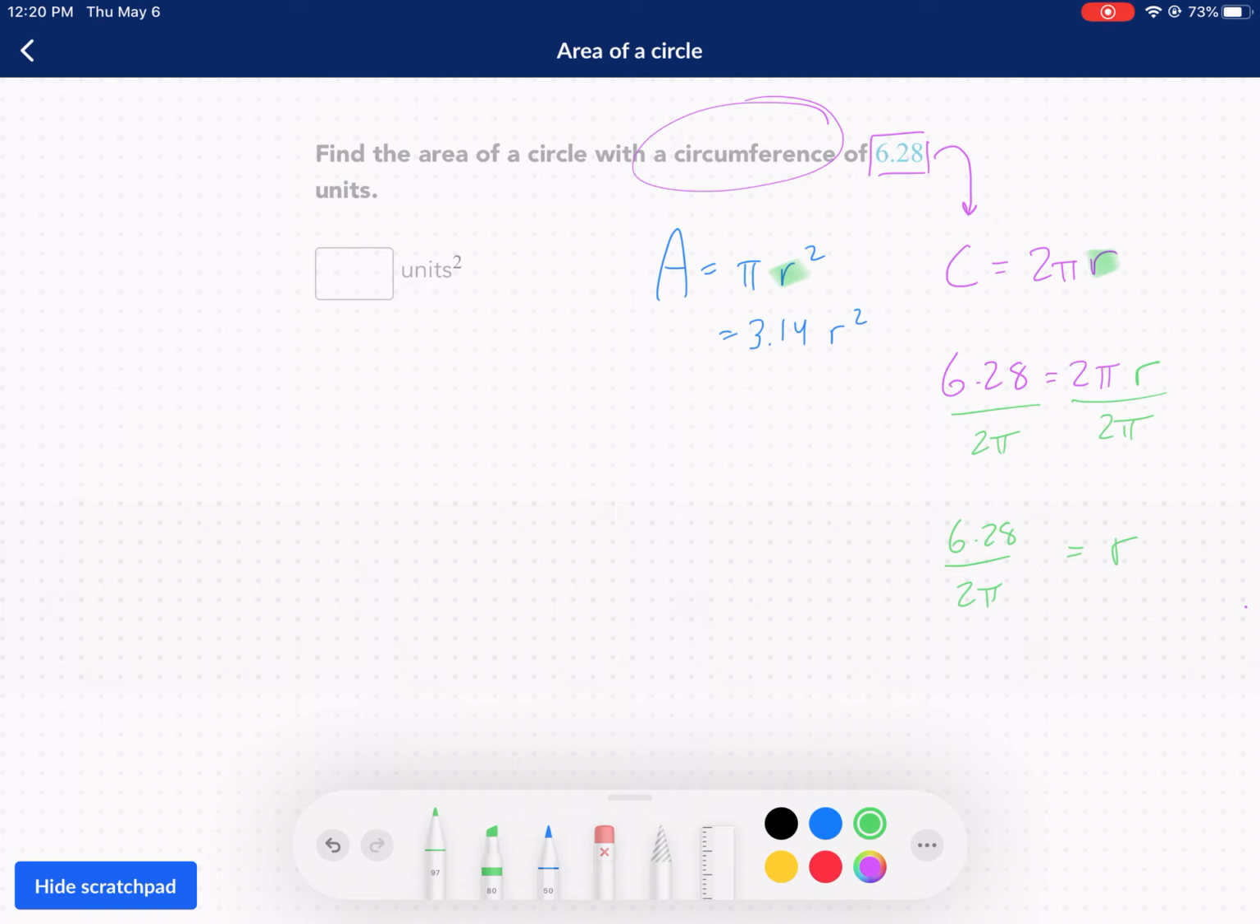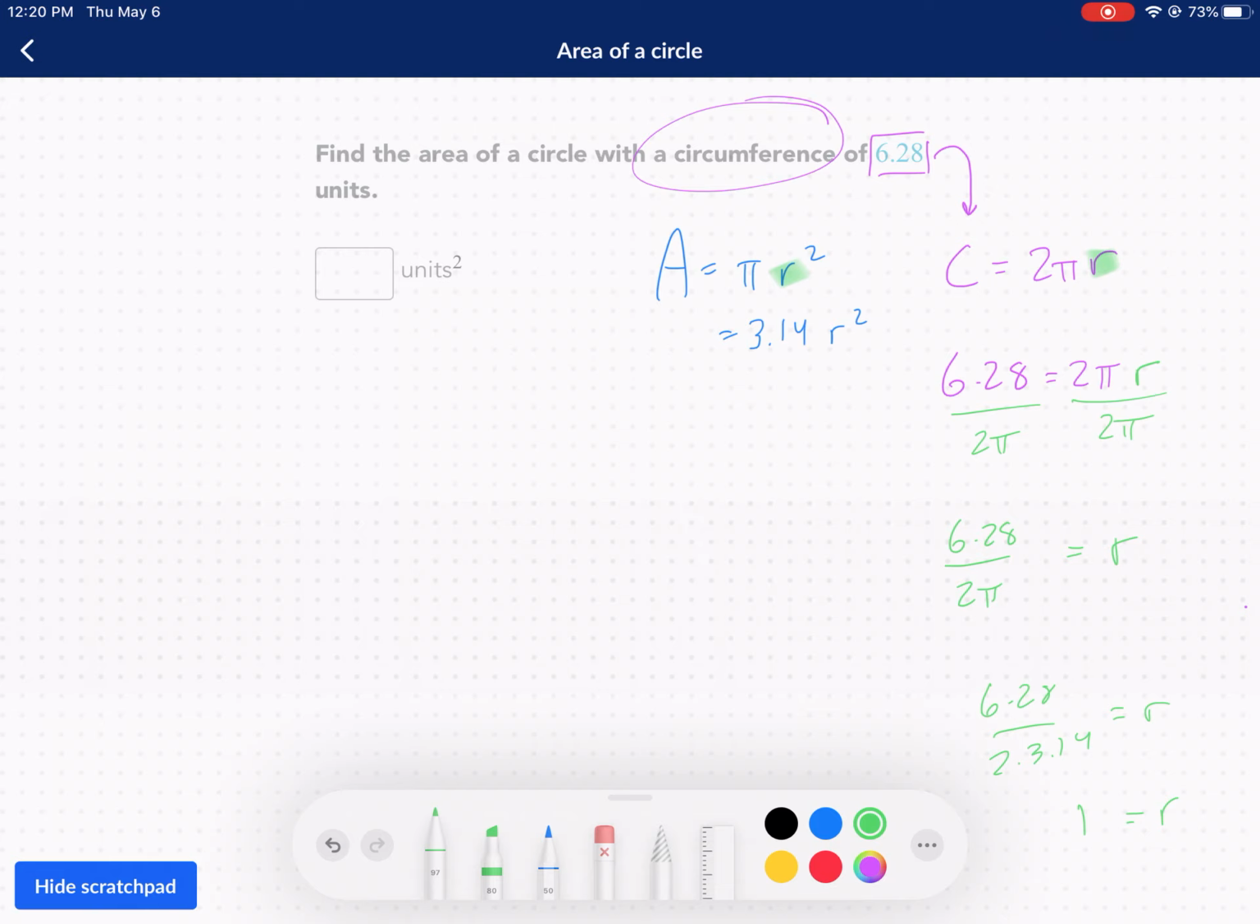There's my warning that we're short on time. After this, I'm going to type a decimal for that. So I'm going to use 3.14 for pi: 6.28 divided by 2 times 3.14. And I get r equals 1. So I get my radius of 1.